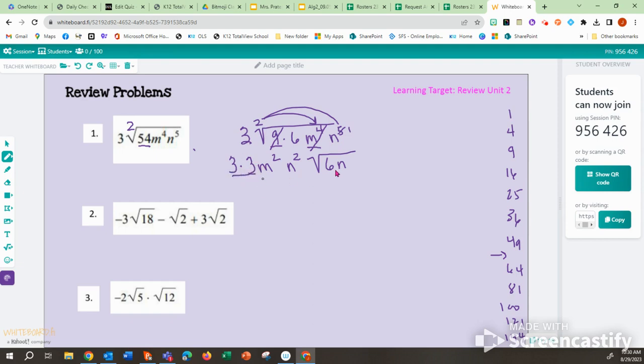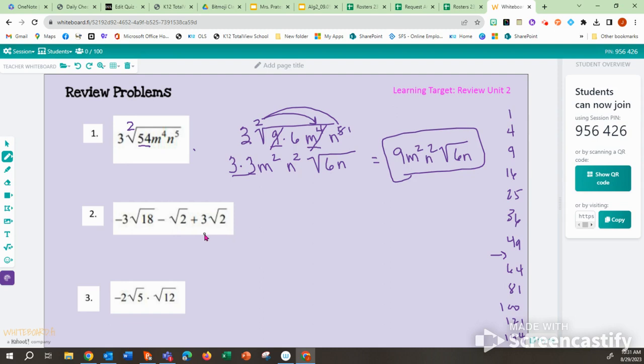And then I'm going to multiply the 3 times the 3, and that's going to leave me with 9 m to the second, n to the second on the outside of my square root, and then 6n on the inside. A lot going on there. Lots of little rules.